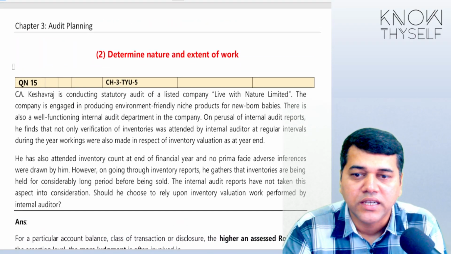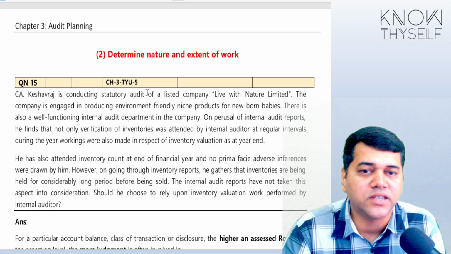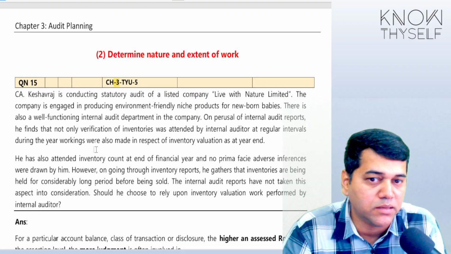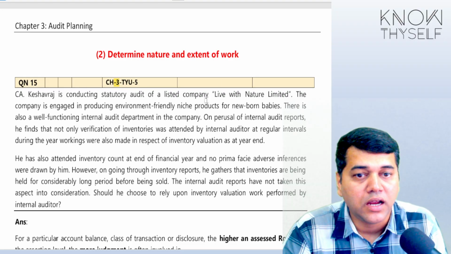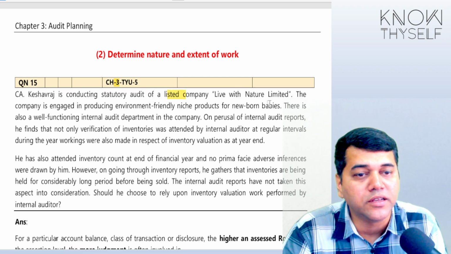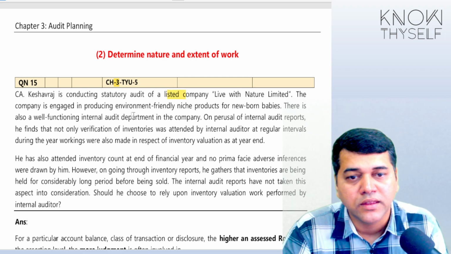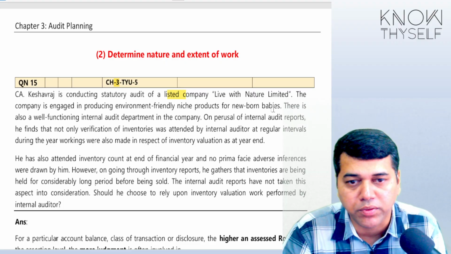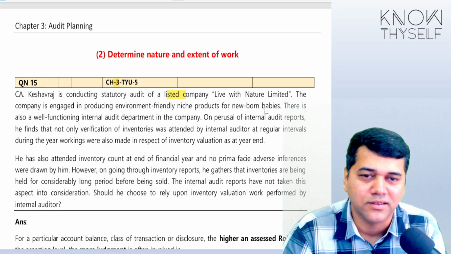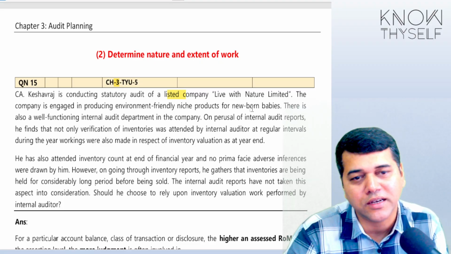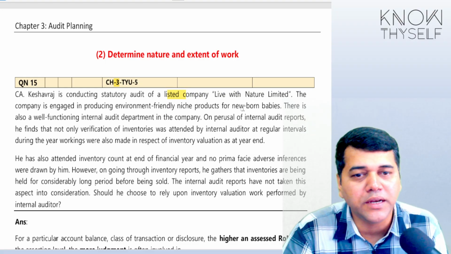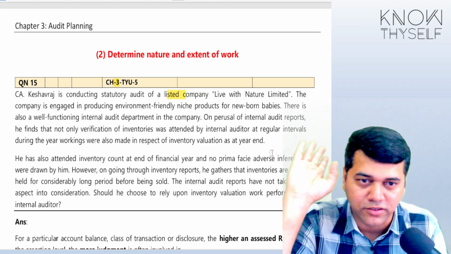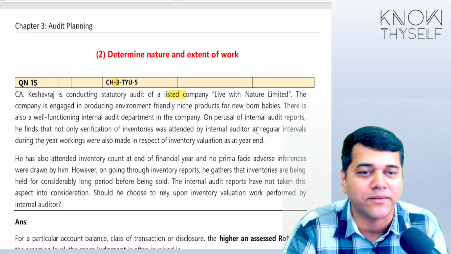Now, Keshav Raj is conducting the statutory audit of a listed company, and this is coming from your chapter number 3 only. The listed company name is Live with the Nature Limited. They are into environment friendly niche products, like for newborn babies. Fantastic. You tell one thing that it is organic, everybody will buy that, because nobody wants to take the risk with newborn babies today. Once upon a time, nobody used to care.